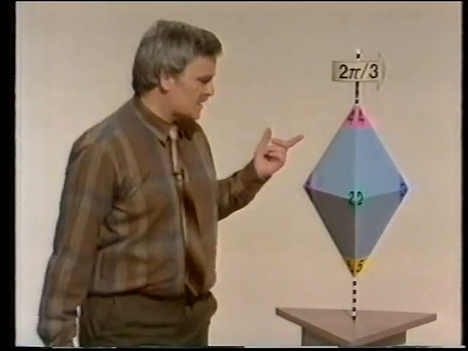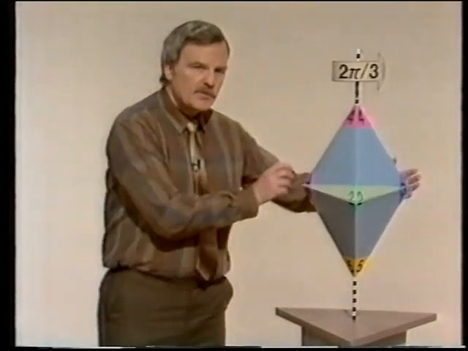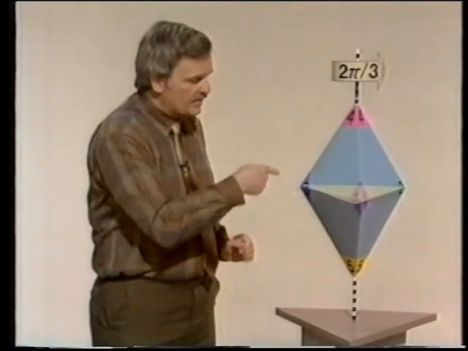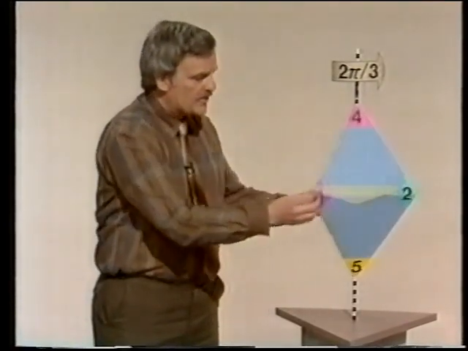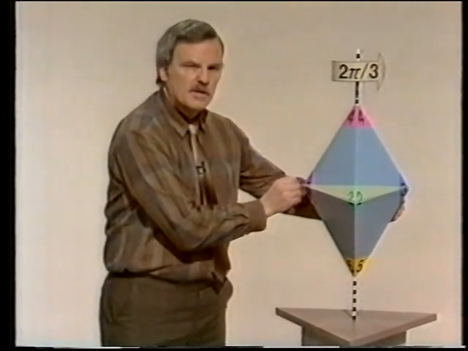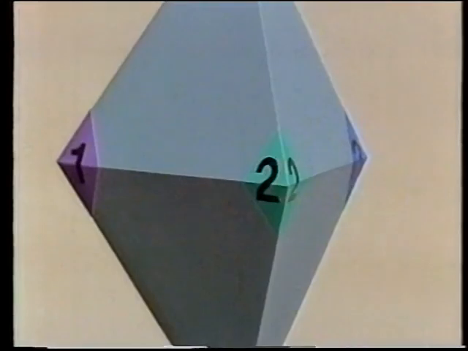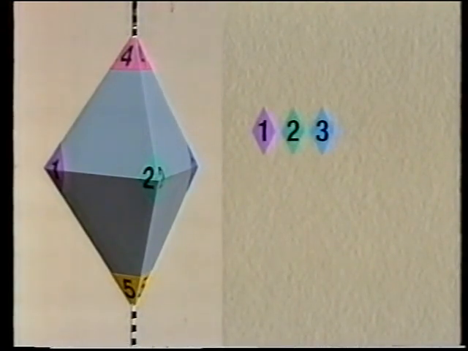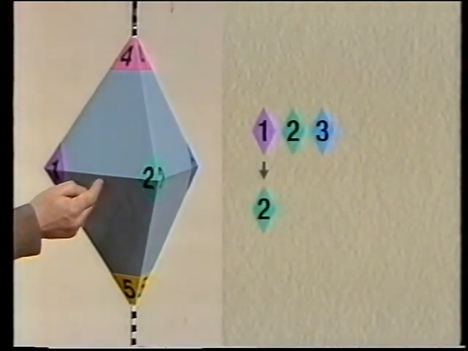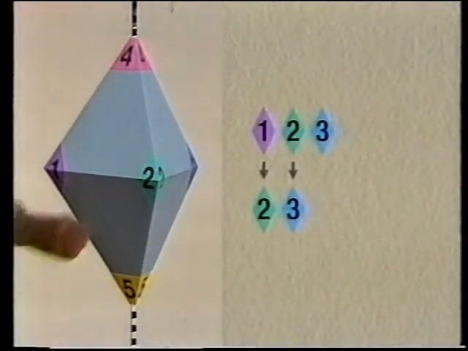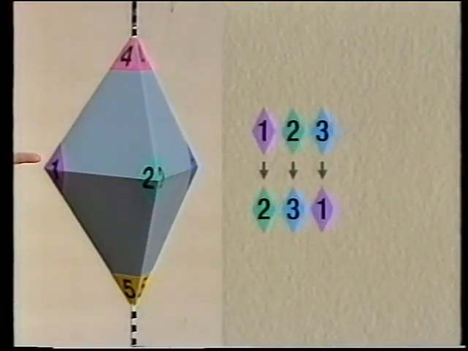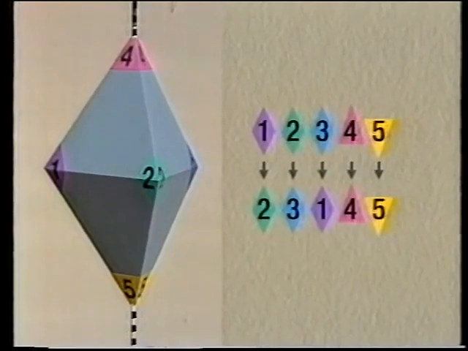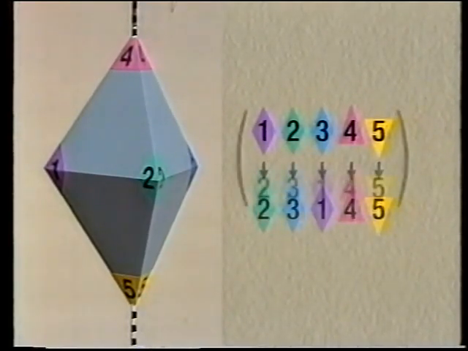Let's first take this vertical axis. If I rotate 1/3 of a revolution, 2π/3, then the vertices on the central triangle have moved from their initial positions. Let's record where they've moved. The vertex in position 1 goes to position 2, vertex 2 goes to position 3, and vertex 3 goes to position 1. Vertices 4 and 5 stay put. We normally omit the arrows and write the permutation like this.